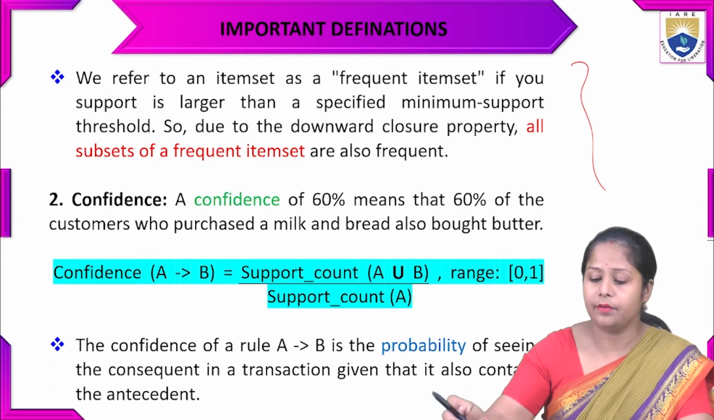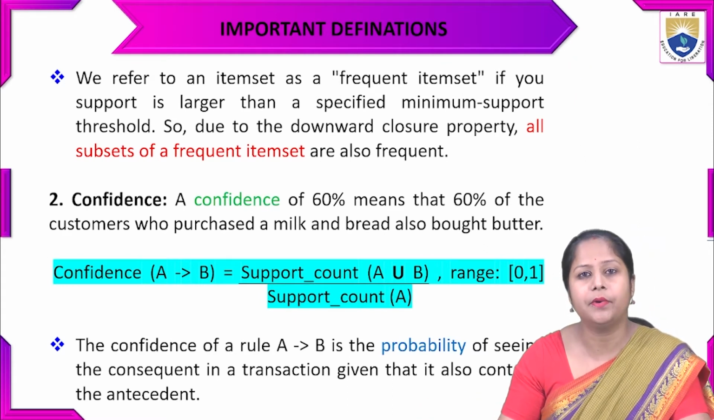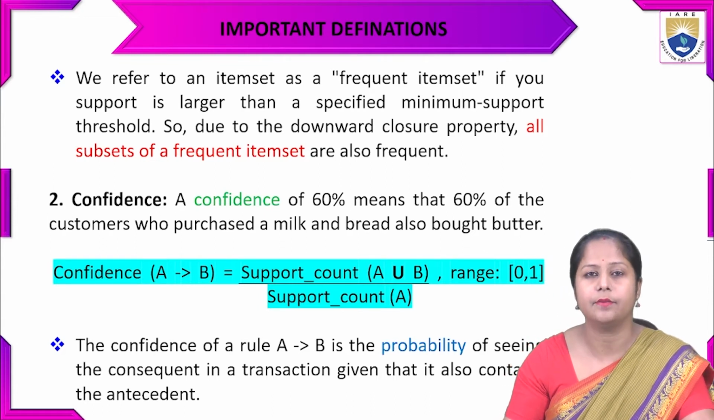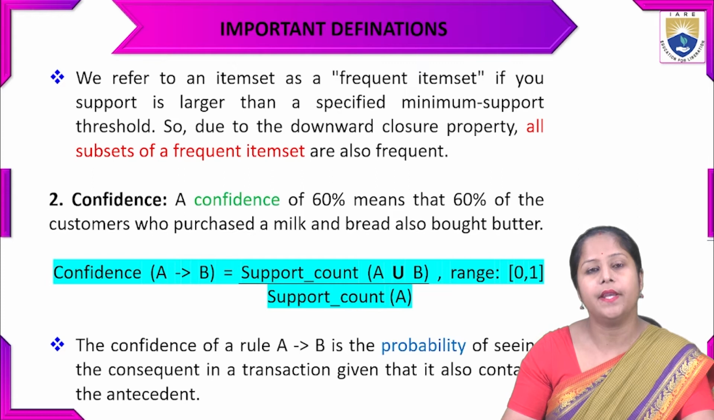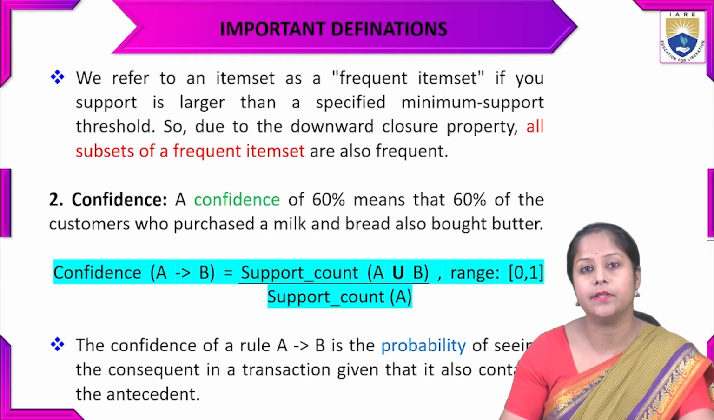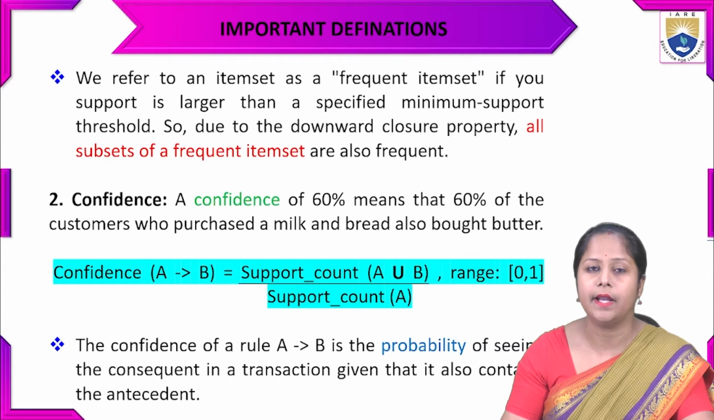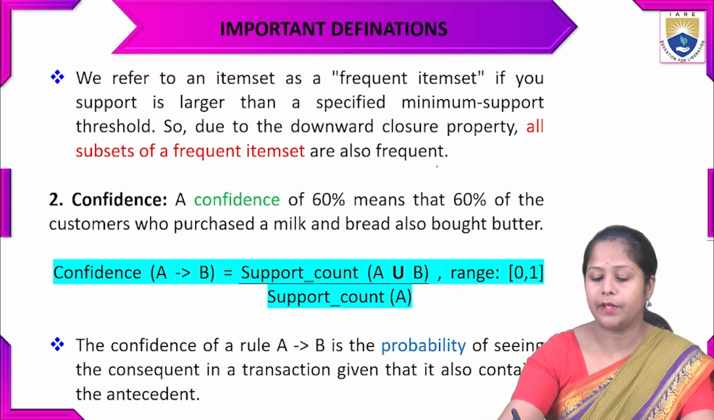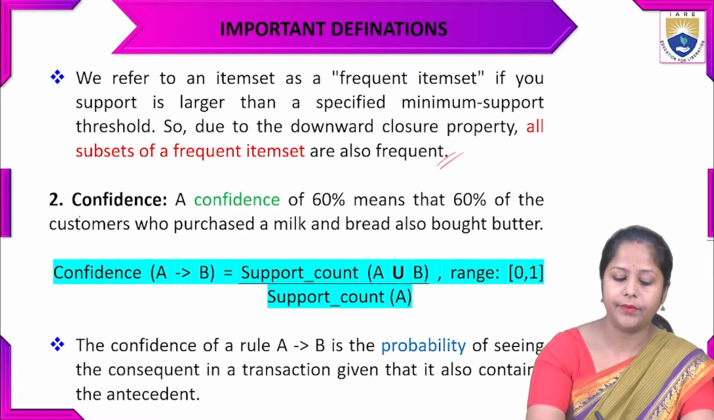So what is the downward closure property? In that, all of the subsets of a frequent item set will also be frequent item sets. So if there is a subset of that frequent item set, it will also be frequent in nature. That is the downward closure property of frequent item set generation. So here we have completed what is support. Now the next term comes: what is confidence?